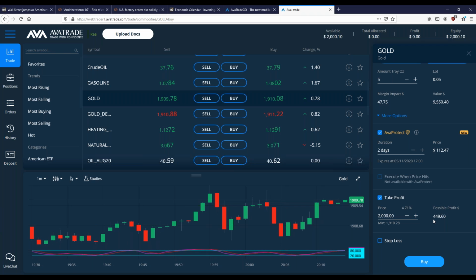I think currently Ava Protect is not available in Canada, but I could be wrong. Log into your account and look. If you bring up gold and you see Ava Protect, great. If you bring up gold and it's not there, then you know it's not available, because it's available on gold, silver, and all FX pairings.